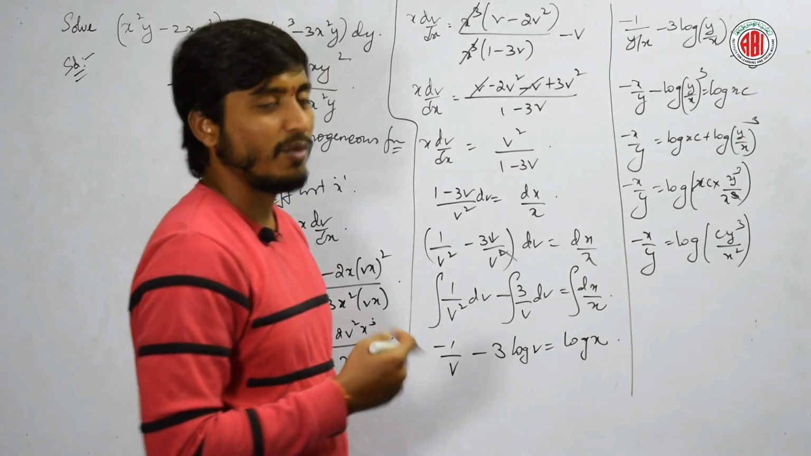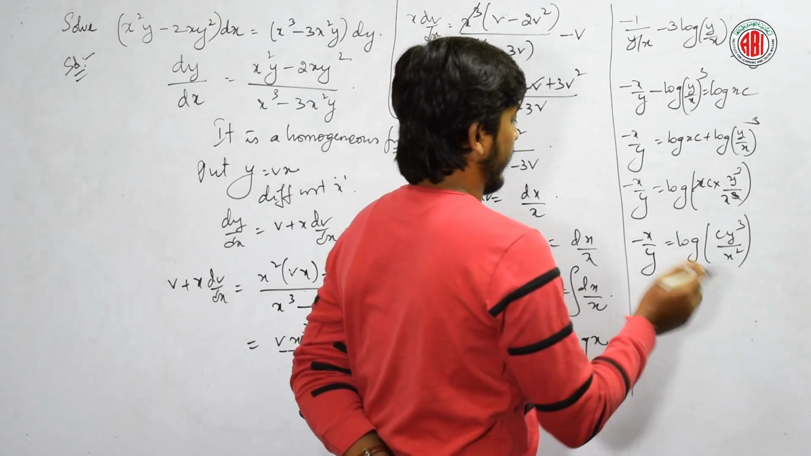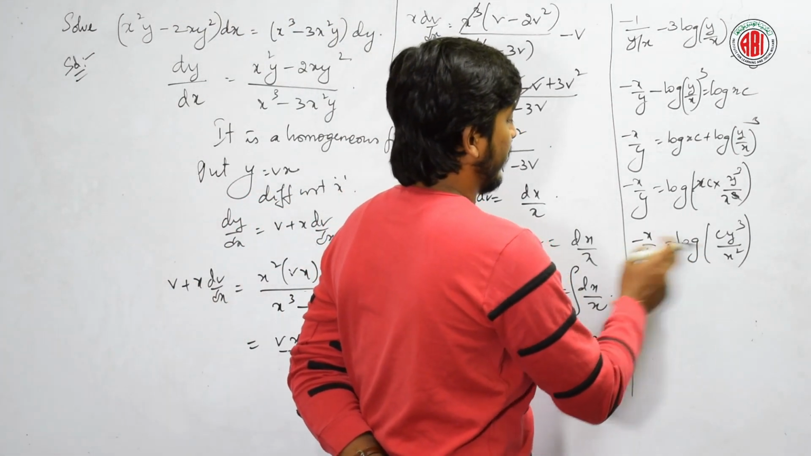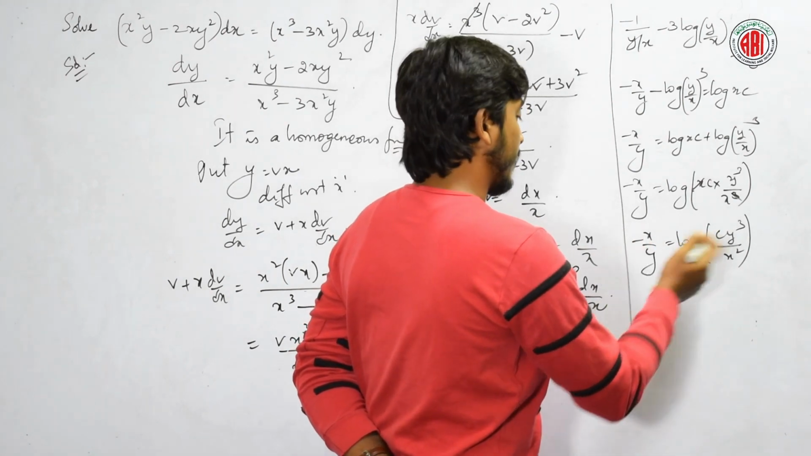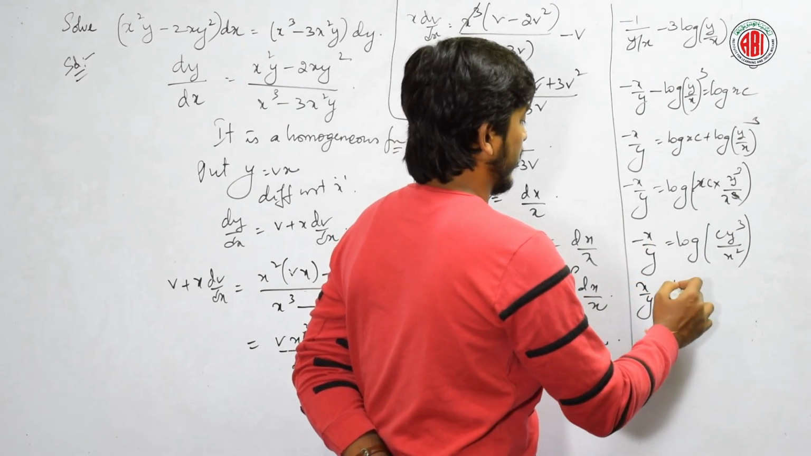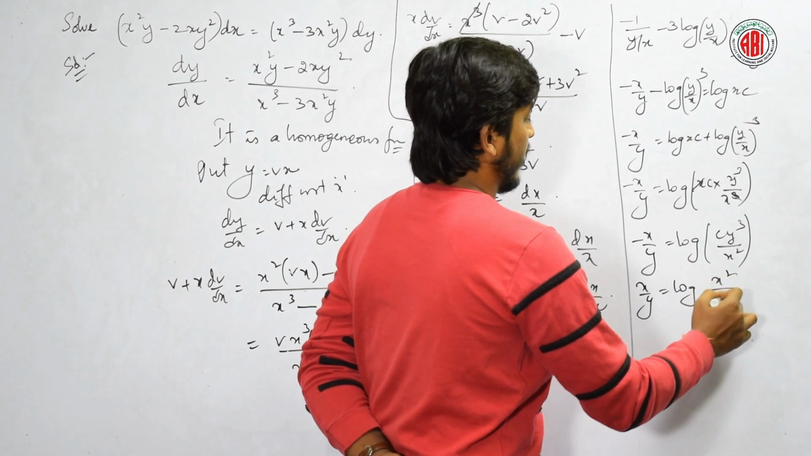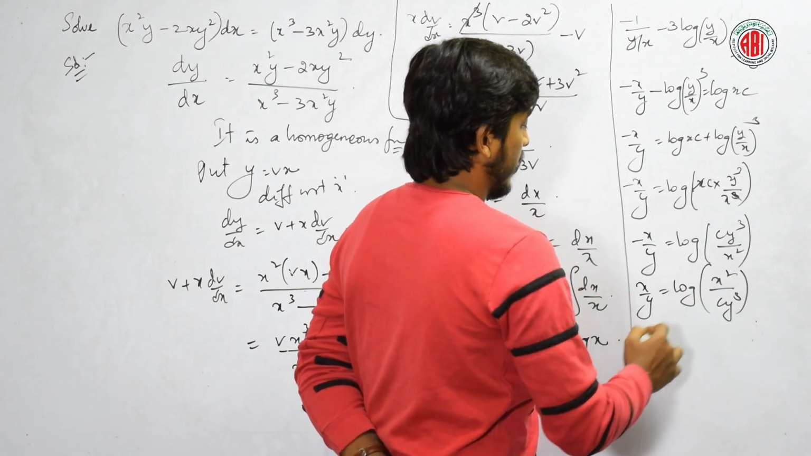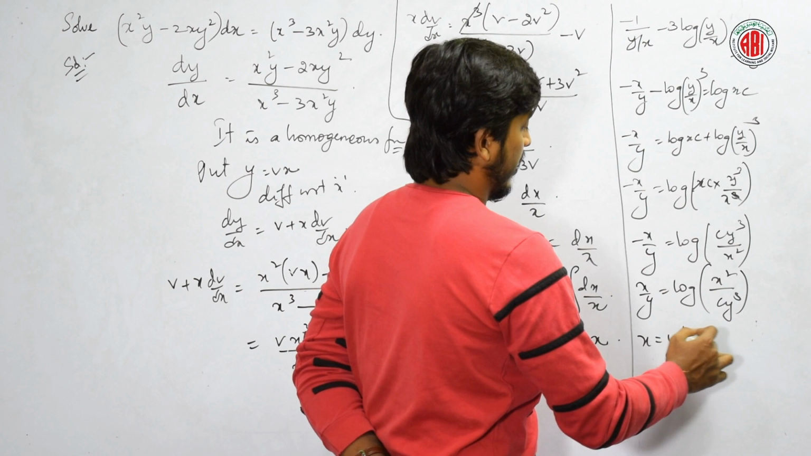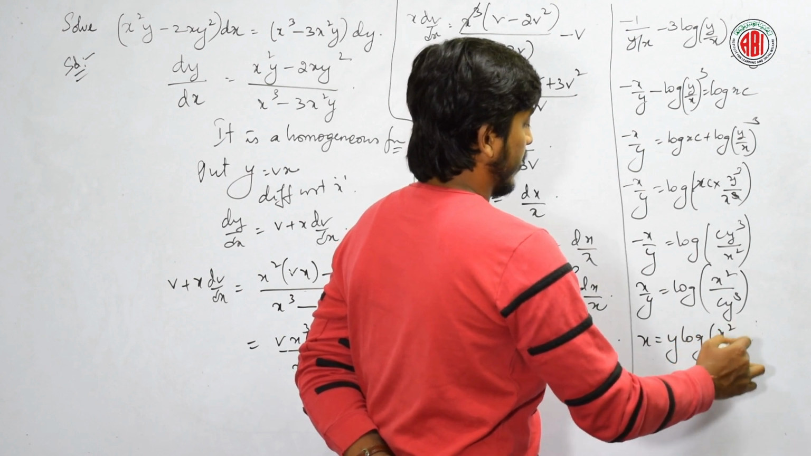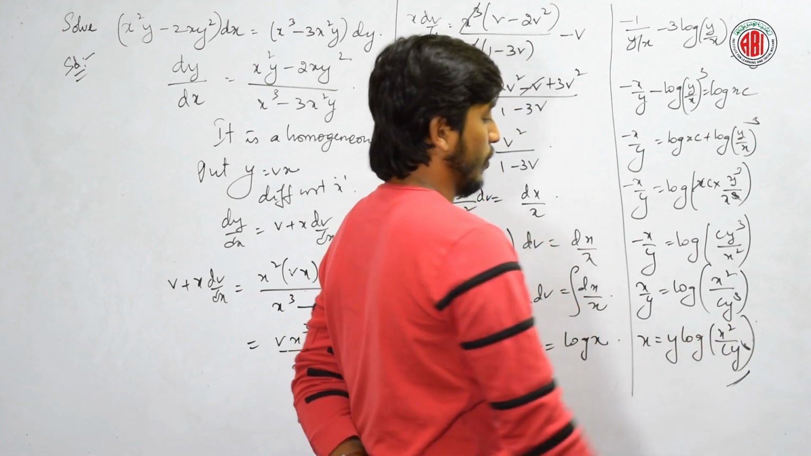If you want to simplify more, you can, or else you can stop it here itself. Can you simplify more? If I put minus that side, that will be x by y is equal to log x square by cy cube, or else x is equal to y log x square by cy cube.